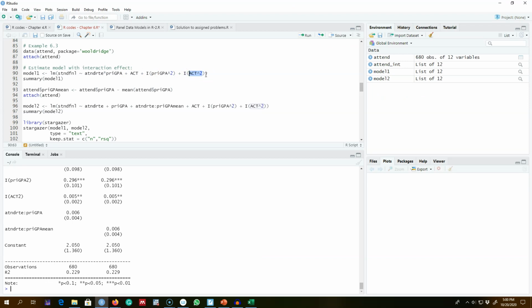You cannot insert ACT square in this highlighted form in this regression equation because it's a column vector, and you cannot take the square of this column vector as this says. You have to multiply it with what we call the identity matrix to get the square of ACT. We are doing the same thing with prior GPA. We are taking the square of it by multiplying it with the identity matrix. And I have already saved the results of this as model 1.